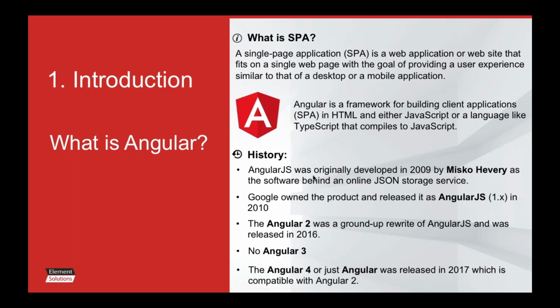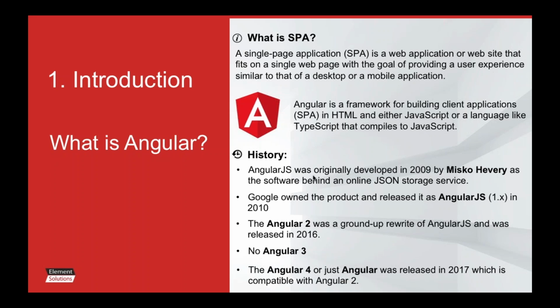But in 2017, they released a framework called Angular 4. It is even more advanced than Angular 2, but still it is compatible with Angular 2. So other than AngularJS, any Angular with a number, Angular 2, 4, all these are of the same framework, but these are the technical upgrades. And they skipped the version Angular 3.